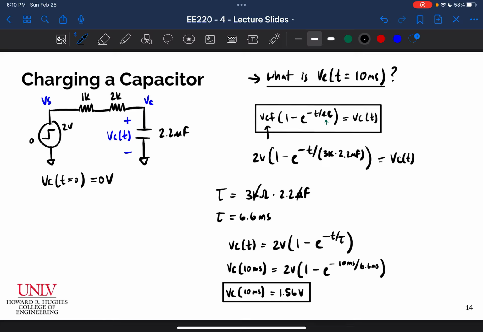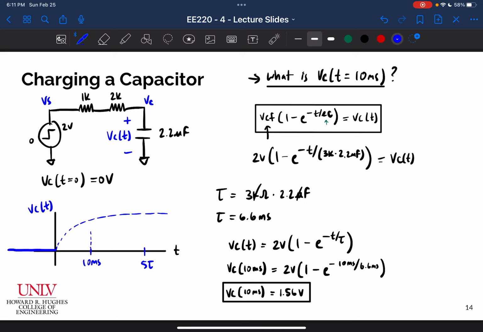So if I was going to plot this, what does this look like? Let me go ahead and draw a plot here. I know this is T. I'm interested in VC of T. I know that my capacitor was initially 0 up to time T, and at time T, starts rising exponentially. Of course, at roughly 5 tau, it would be 99% of the way there. But we just wanted to find 10 milliseconds, which is somewhere down here. So at 10 milliseconds, we just determined that the voltage, VC, is 1.56 volts, okay?